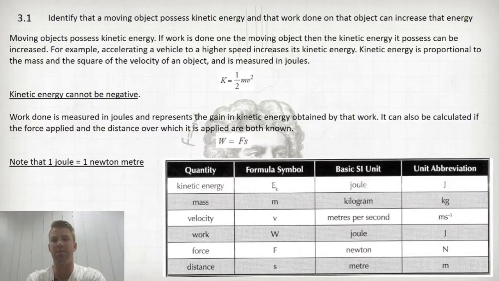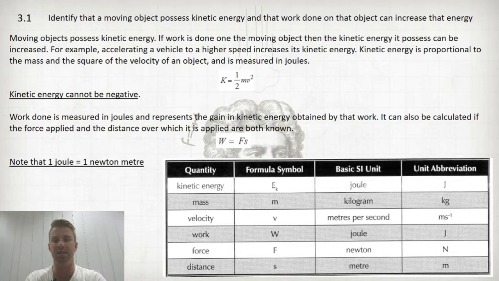3.1. Identify that a moving object possesses kinetic energy and that work done on that object can increase that energy. Essentially, you would have done kinetic energy in Year 8 to Year 10 physics, where you would have looked at moving objects possessing kinetic energy, and you would have maybe discussed potential energy. Well, I assume you know what potential energy is. However, work is something more difficult that we would have explained in Year 10 when we did the physical world.